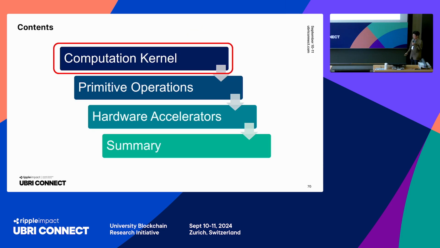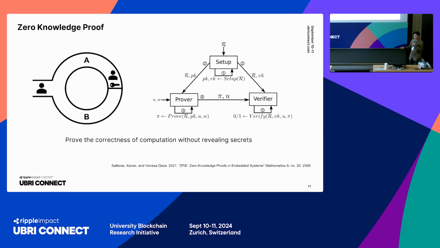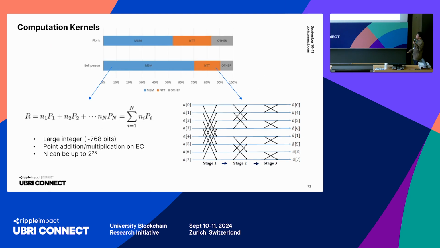So first of all, I will begin with the computation kernels in ZKP. I don't think I need to explain the details about ZKP. These are the common computation kernels in ZKP protocols. There are also many protocols that don't employ MSM or NTT, and I am working on them as well. But as far as I know, the MSM-based proof protocols are among the most popular protocols in this field. So we are currently focusing on MSM.